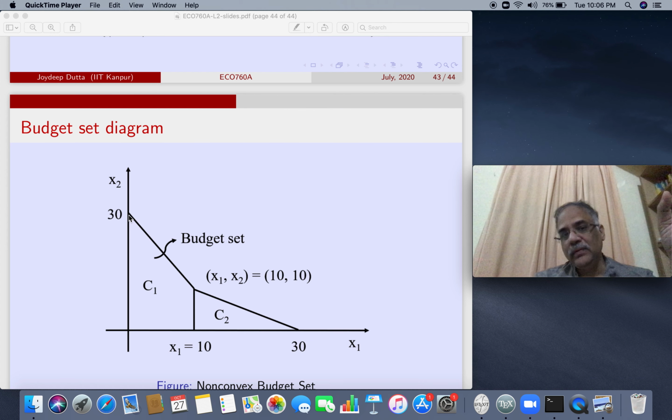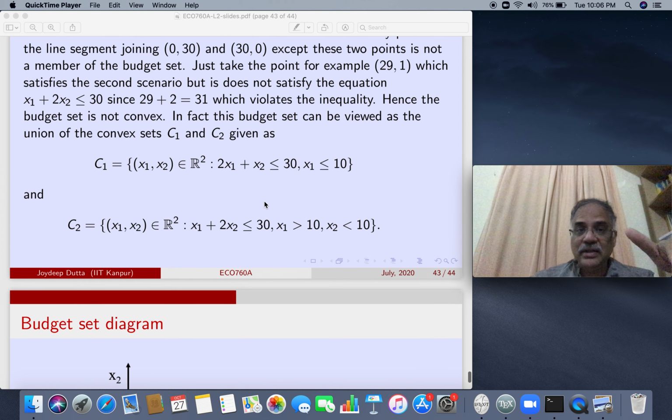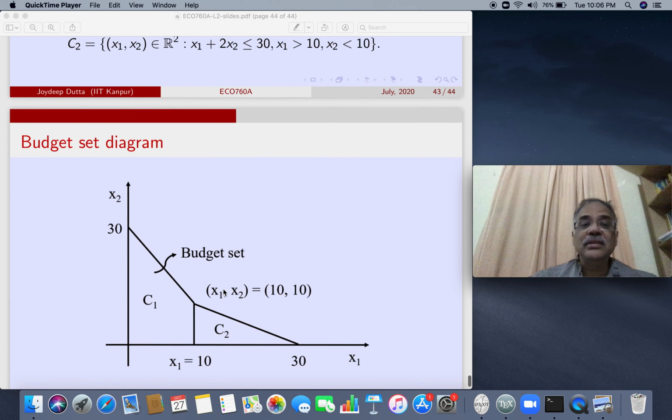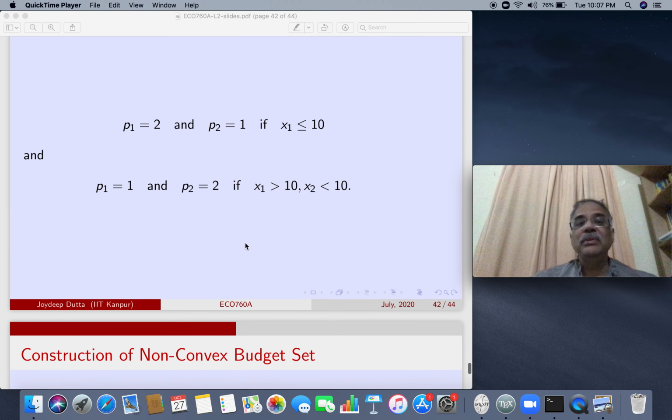Now (30, 0) and (0, 30) are elements of this particular union. But if you join these points (0, 30) and (30, 0) by a line segment, then you will immediately understand that the whole line segment lies outside the budget set. So here these are two budget sets, and the final budget set, which is C1 union C2, is non-convex. So this kind of pricing can be said to be a kind of quantity reduction. If you increase the amount of some quantity, your price is reduced.